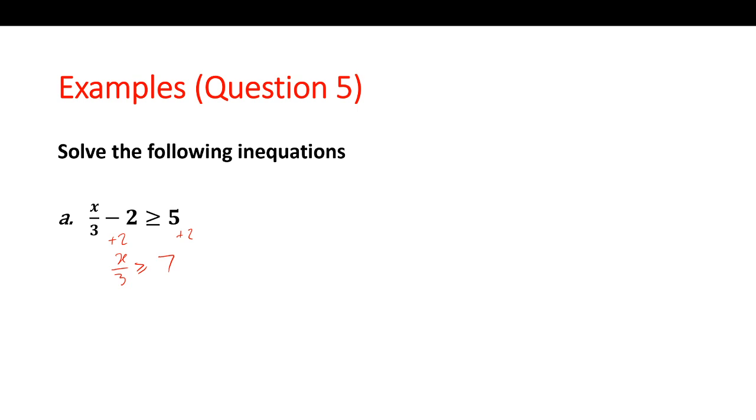Okay, now we've got x divided by 3, because remember, when it's a fraction, it means divided by. So the opposite is times by 3, times by 3. That gives me x is greater than or equal to 7 times 3, which is 21.